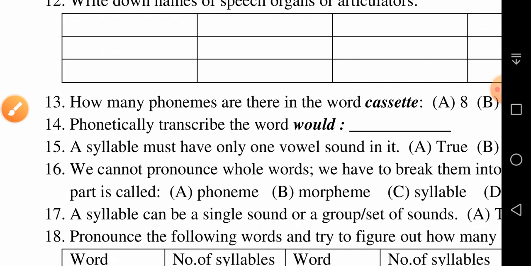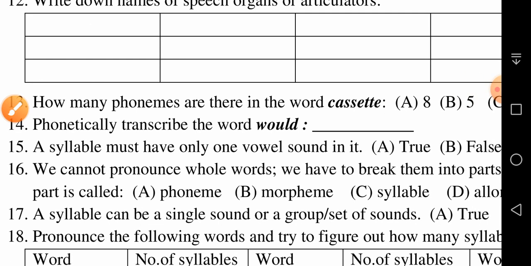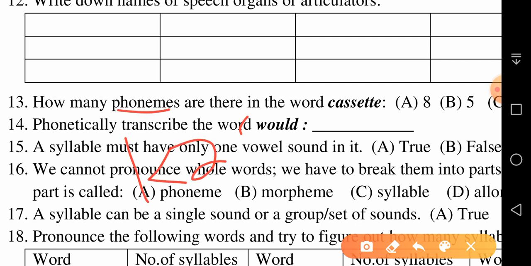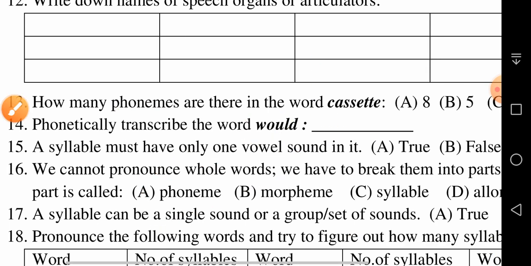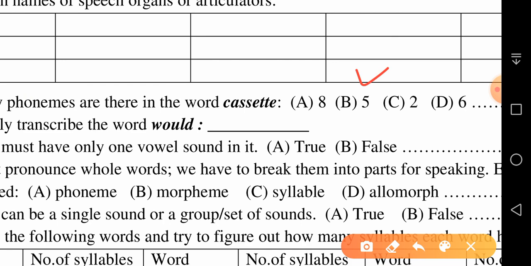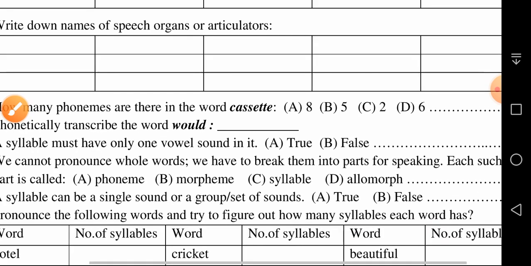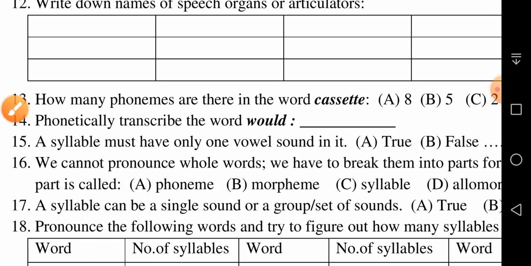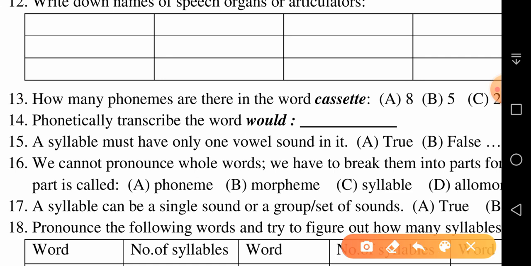How many phonemes are there in the word cassette? Here they are asking about phonemes. The word cassette has 5 phonemes. So the correct answer is 5. Okay, phonetically transcribe the word wood. It is phonemically transcribed like this: wood.